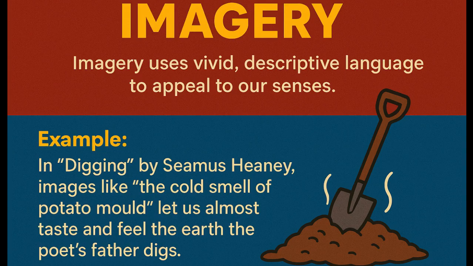Imagery. Imagery uses vivid descriptive language to appeal to our senses. Example, in the poem Digging by Seamus Heaney, images like the cold smell of potato mould let us almost taste and feel the earth that the poet's father digs.